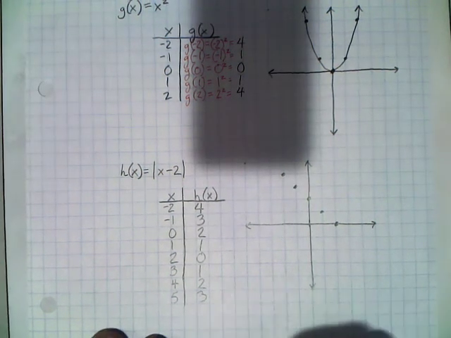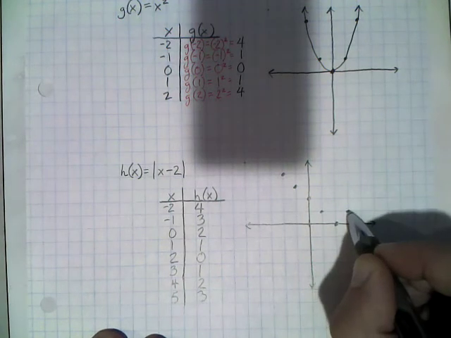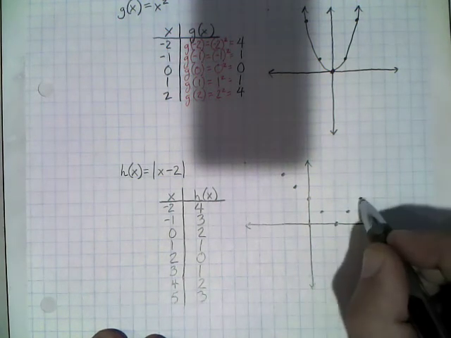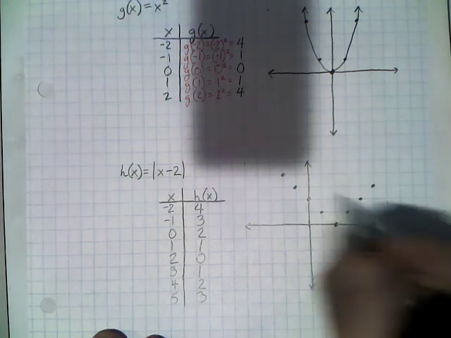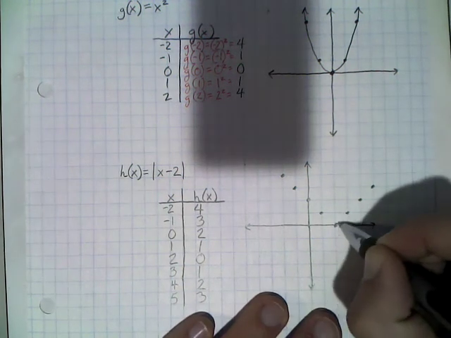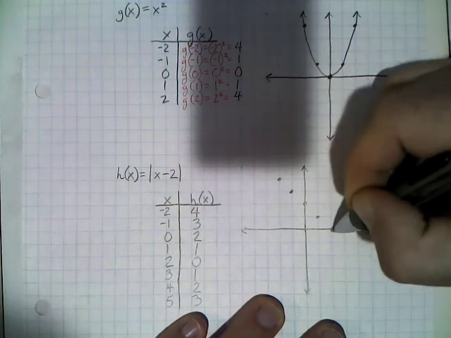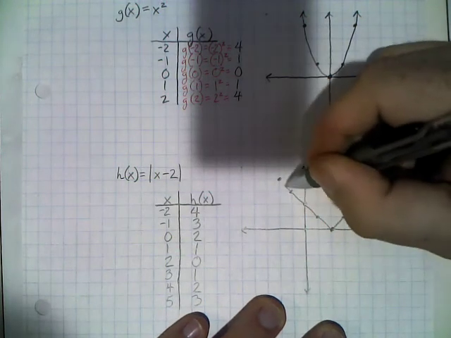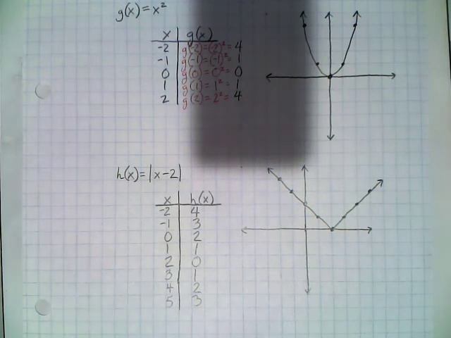So if I plot the rest of these points then, 3, 1, 4, 2, and 5, 3, now we see the V. So we're going to go off in this direction forever, and we're going to go off in that direction forever. And there's my graph.